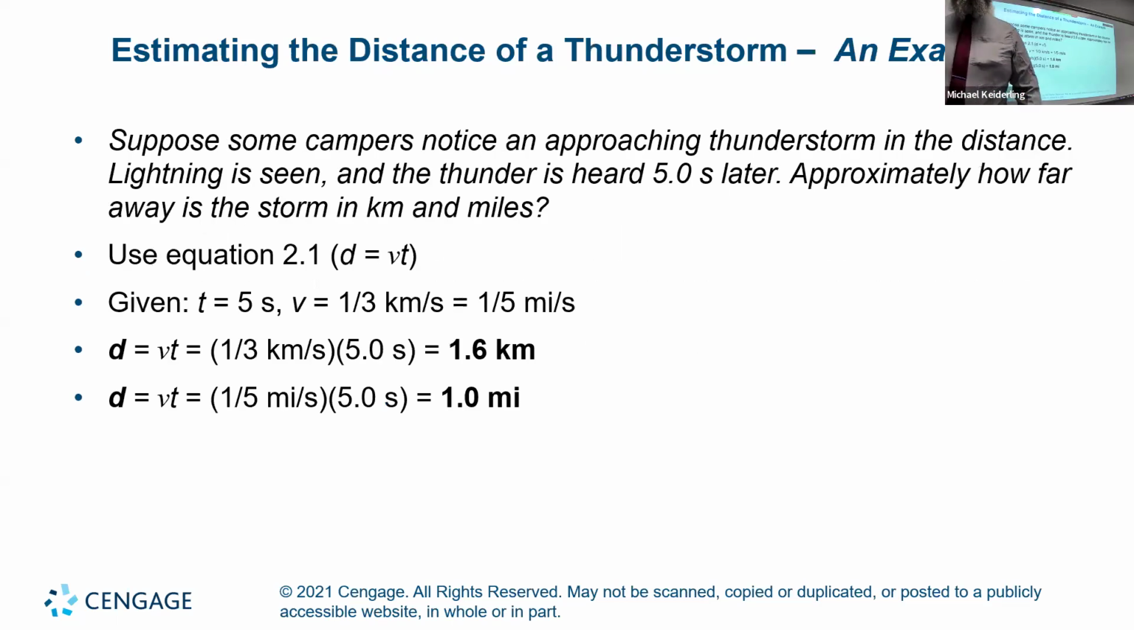So suppose some campers notice an approaching thunderstorm, lightning is seen, and the thunder is heard 5 seconds later. About how far away is it in kilometers and miles? So 5 seconds, the velocity is a third of a kilometer per second or a fifth of a mile per second. So a third of a kilometer per second times 5 seconds is 1.6 kilometers. A fifth of a mile per second times 5 seconds is 1 mile. You just divide the time by 3 to find kilometers or 5 to find miles.